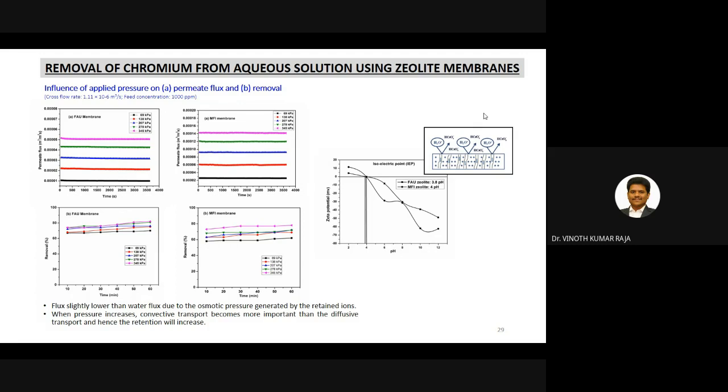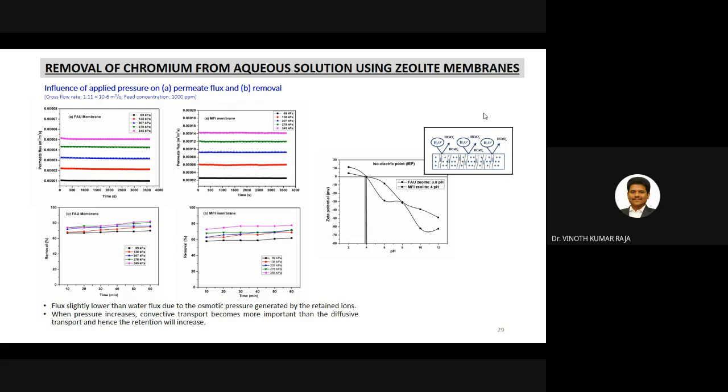So for this particular case, in the aqueous solution the chromium is usually present in different forms, such as HCrO4 minus, Cr2O7 2 minus, and CrO4 2 minus. In these forms, the chromium ions can be dissociated in the water. In this particular study, the removal experiments are conducted at natural pH, that is around 2.35. We have not altered the pH of the chromium solution. So the chromium majorly is present in the form of acid chromate ions.